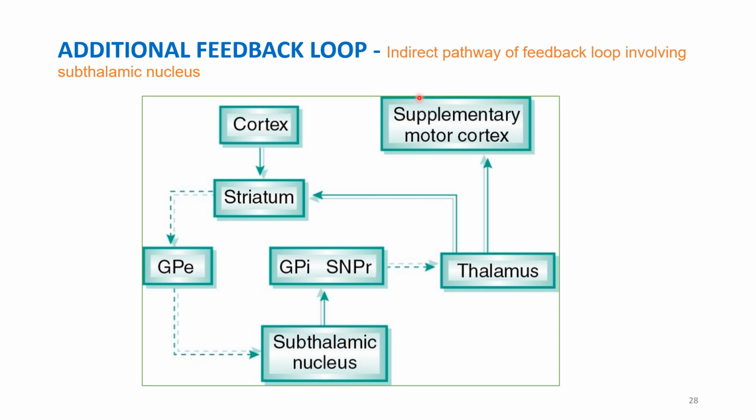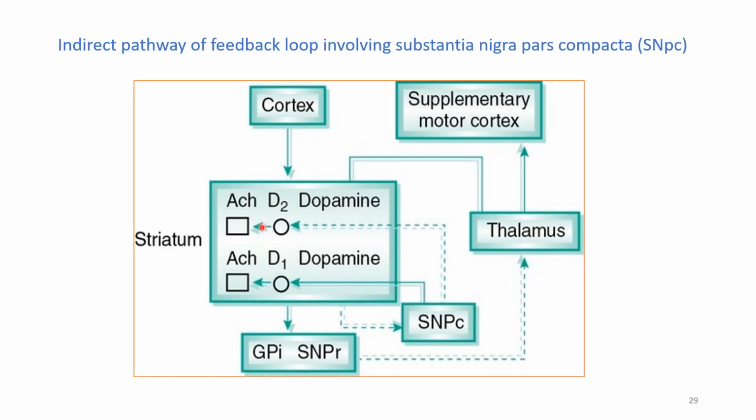Now we are going to see the indirect pathway, which involves the substantia nigra pars compacta. This diagram shows the indirect pathway of the feedback loop involving the substantia nigra pars compacta. This actually comes under modulation of the basal ganglia. Two neuronal circuits modify the function of the basal ganglia: the nigrostriatal pathway and the thalamostriatal pathway.